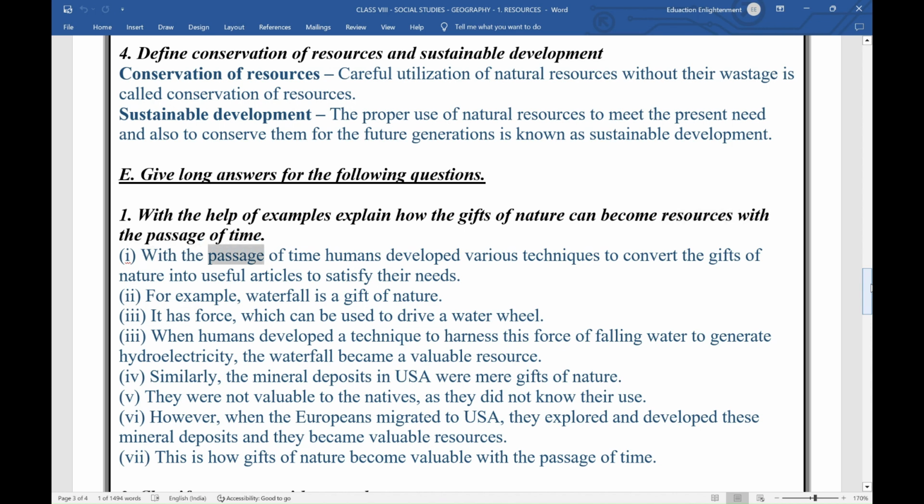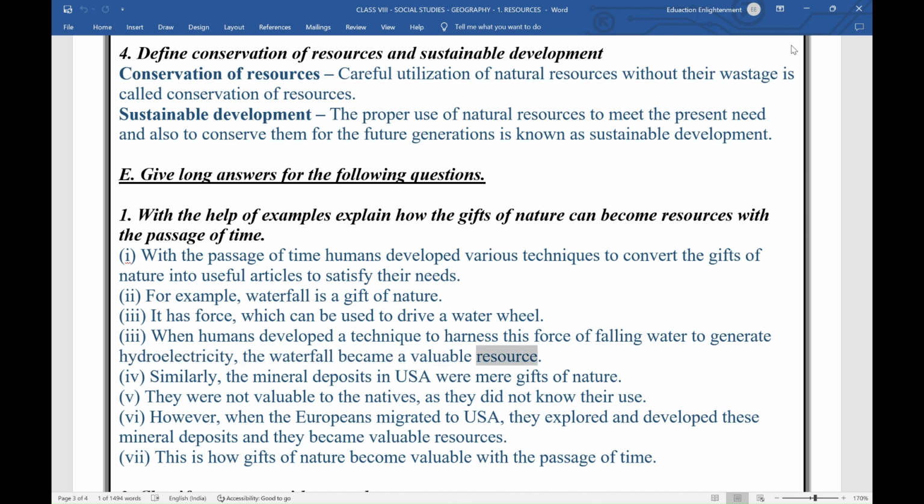1. With the passage of time, humans developed various techniques to convert the gifts of nature into useful articles to satisfy their needs. 2. For example, a waterfall is a gift of nature. 3. It has force, which can be used to drive a water wheel. 3. When humans developed a technique to harness this force of falling water to generate hydroelectricity, the waterfall became a valuable resource.